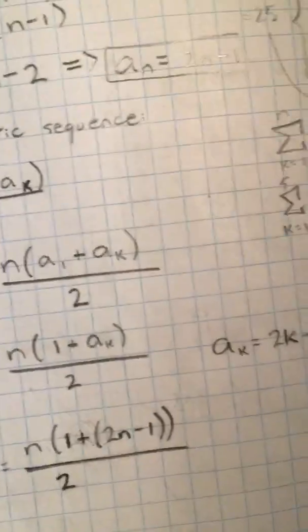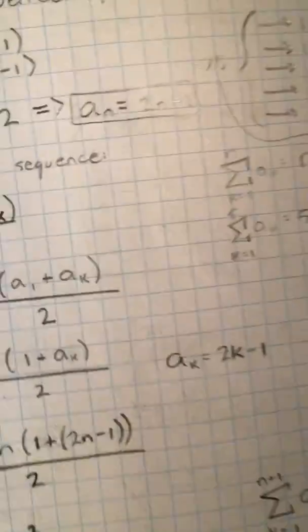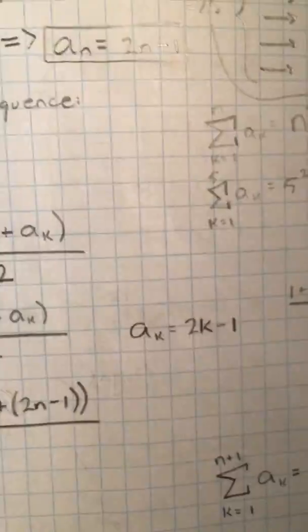Now we just need to prove using induction that this works for both n and n plus 1, but we have to add the next term value to the n, because then that would make sense, right?